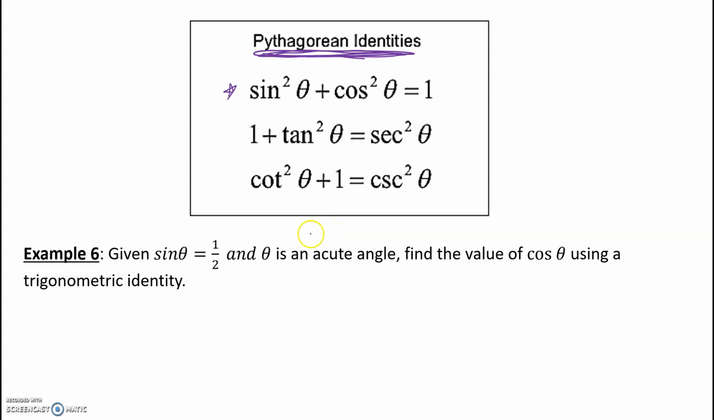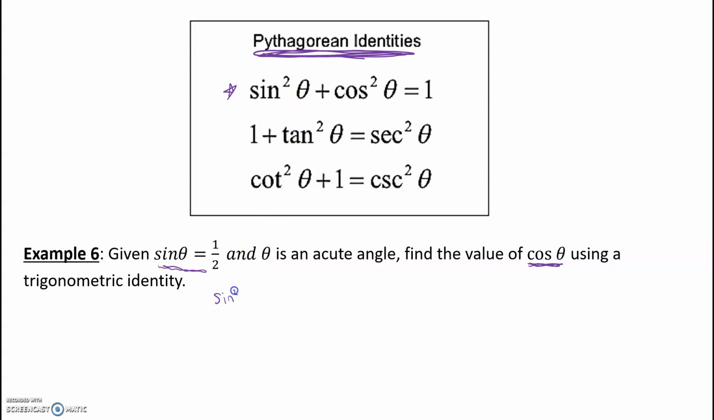So let's see what we have here. This says given sine of theta, and that theta is an acute angle, find the value of cosine. So we're probably going to be with number 1. Again, I have sine, I want cosine. This is the one with sine and cosine in it. So how do you know which one you're using? It's all based on what you're given and what you want to find. So let's go ahead and write it out.